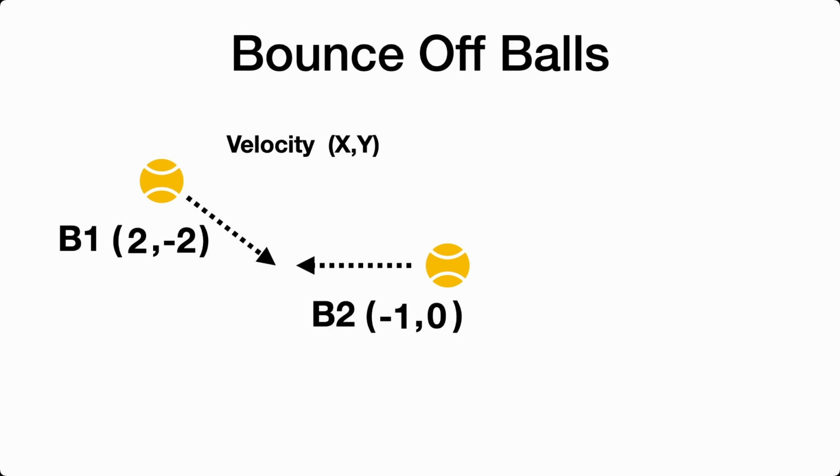Static collisions are straightforward, but what about elastic collisions when two balls bounce off each other? This is a bit more tricky. So we have two balls, and they move towards each other in different directions. Their velocities are slightly different, so B1 is going to the bottom right, B2 is moving across to the left. What we need to look at is the impact and what the changes make on each individual ball.